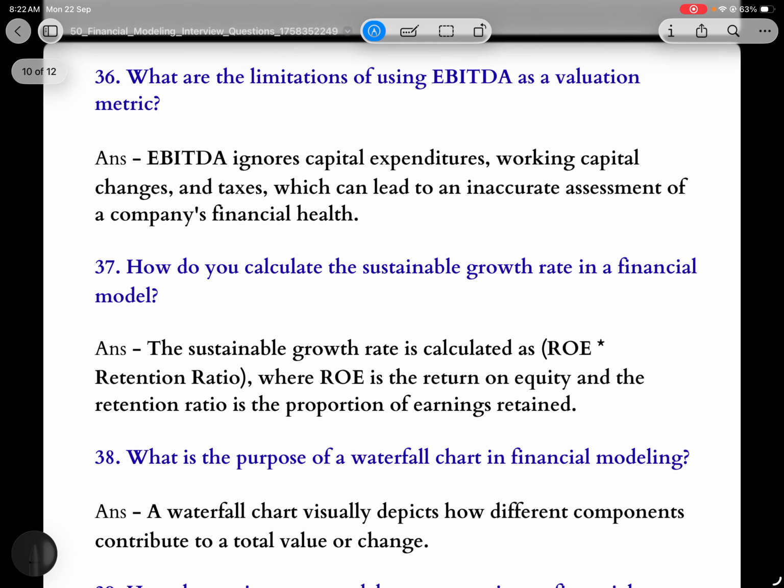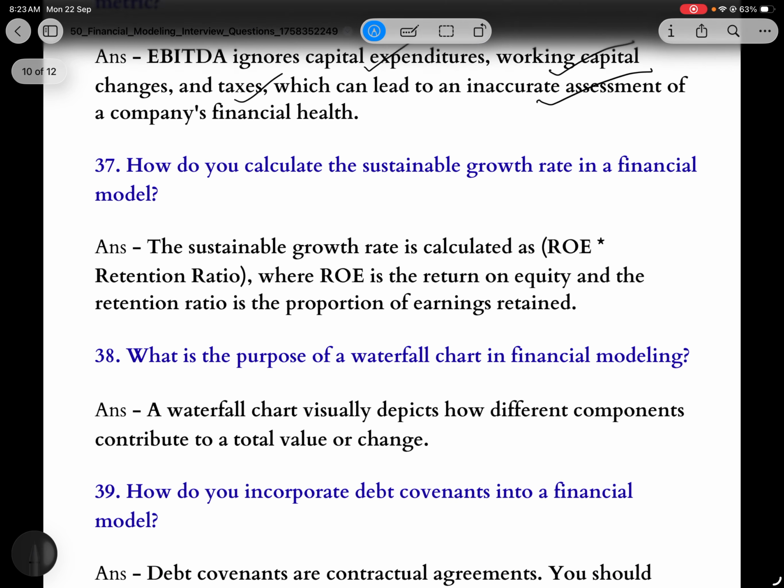Next is what are the limitations of EBITDA? So EBITDA basically ignores, it's only about OPEX, right? So it ignores CapEx, capital expenditure. It ignores working capital changes, and taxes. So it can lead to an inaccurate assessment of the financial health.